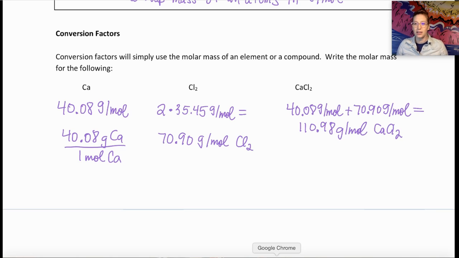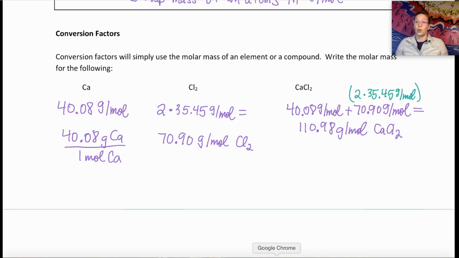Okay, now if I hadn't done this individually for the calcium and the Cl2 to begin with, what I would have done was to add up 2 times 35.45. Okay, it's going to get me the same thing.